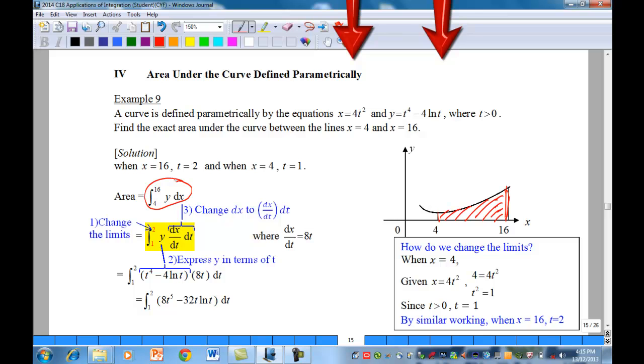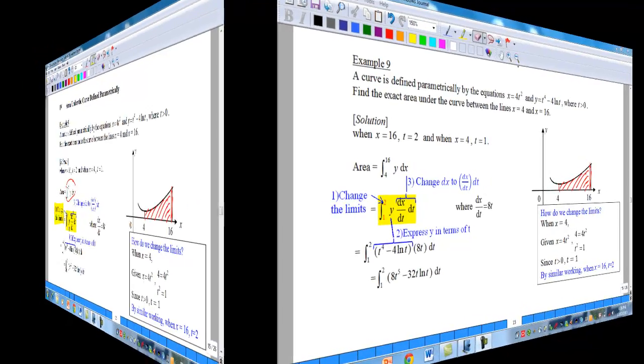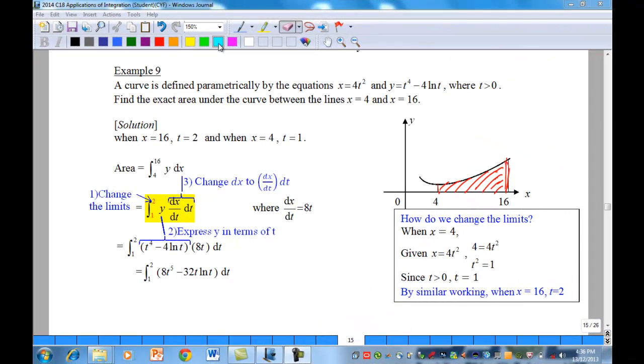Since x equals 4t squared and y equals t to the power 4 minus 4 ln t, we need to convert the integral to one that is in terms of t. We do that in 3 steps. Firstly, we need to change the limits of 4 and 16 to values of t. How do we change the limits of values of x of 4 and 16 to values of t?